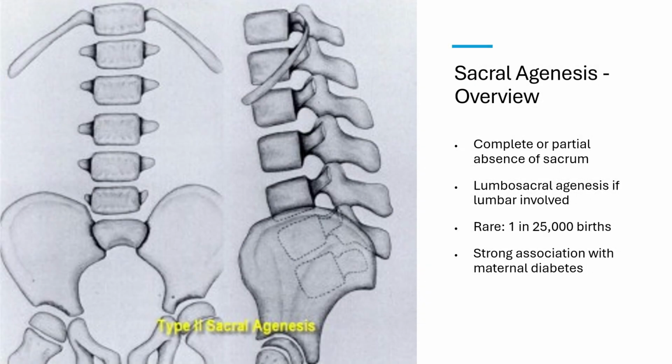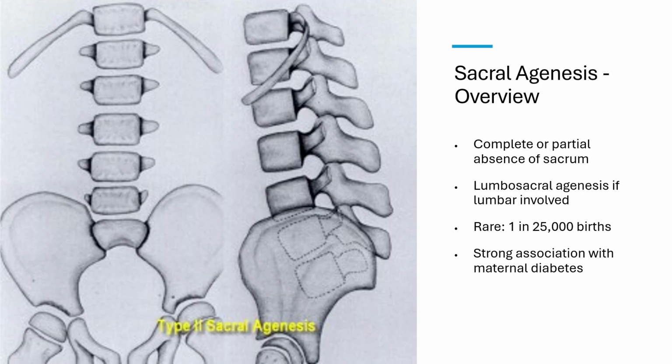Sacral agenesis represents one of the most profound congenital spinal abnormalities, involving the complete or partial absence of the sacrum, which forms the foundation of our pelvic architecture. To help you understand the significance of this condition, imagine the sacrum as the cornerstone of a building foundation. When this critical structure is missing or malformed, it affects everything built above and below it. This creates a cascade of problems that extend far beyond the obvious skeletal abnormality.